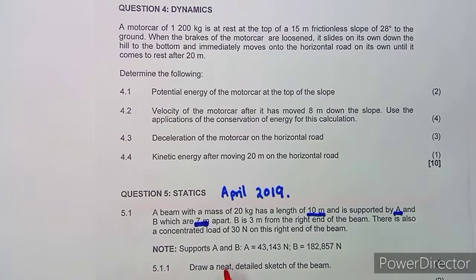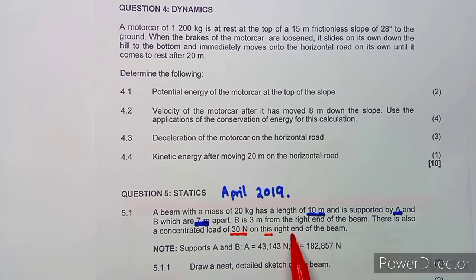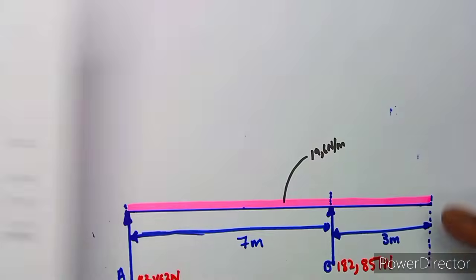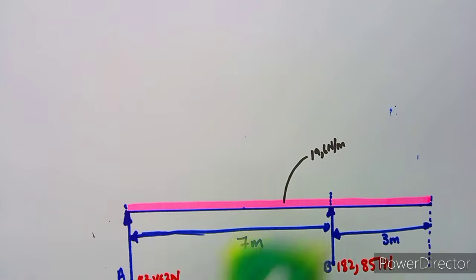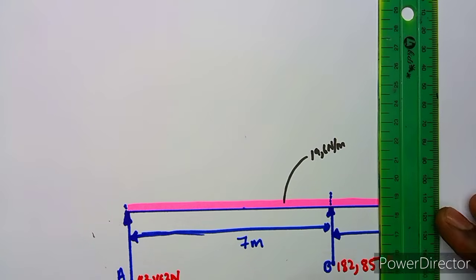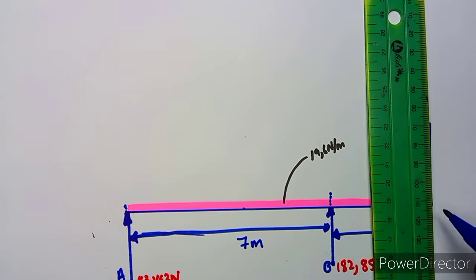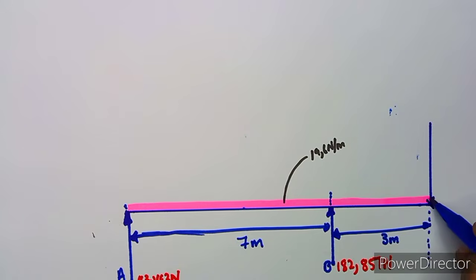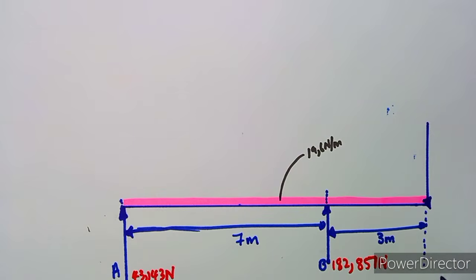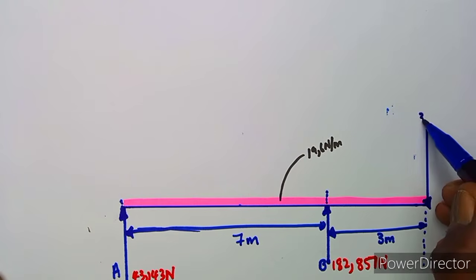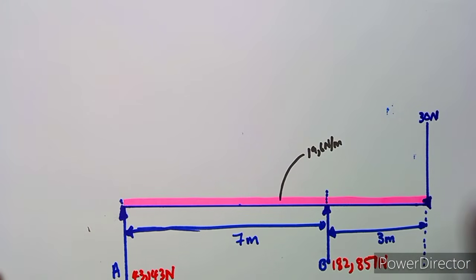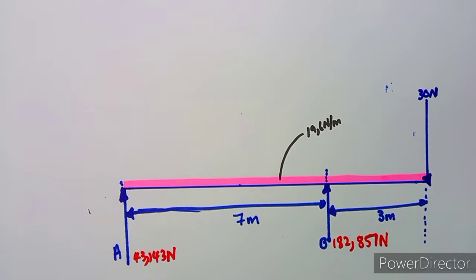And what else do we have? There is also a concentrated load, which is 30 Newton on the right end of the beam. So there is a concentrated load at the far end, the right end, which means we are going to represent it going downwards. So it is going to be like this. All right, that is a concentrated load here. And this is a 30 Newton. Remember, you are given this is a 30 Newton like that. All right, so this is how it is going to look.